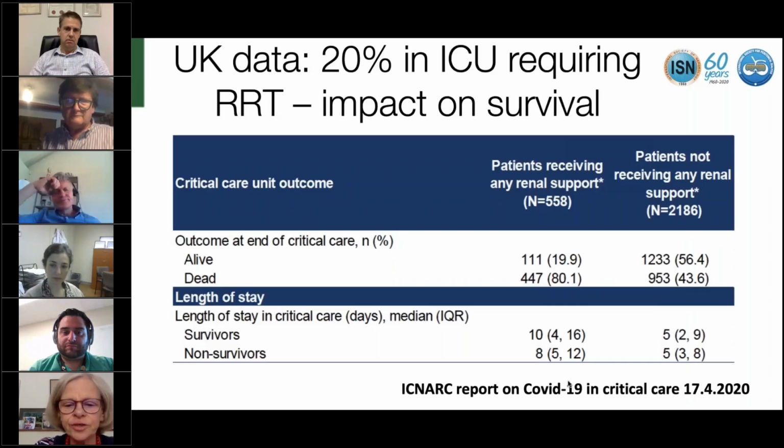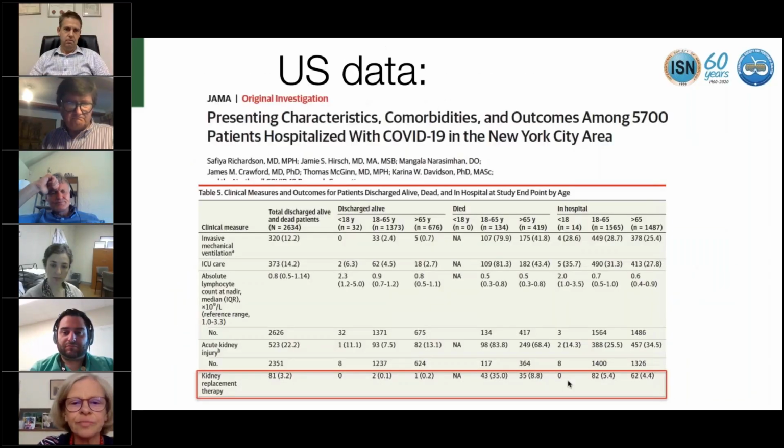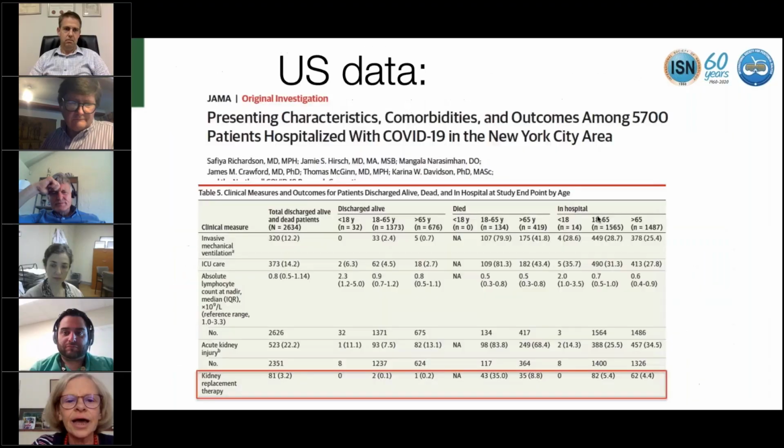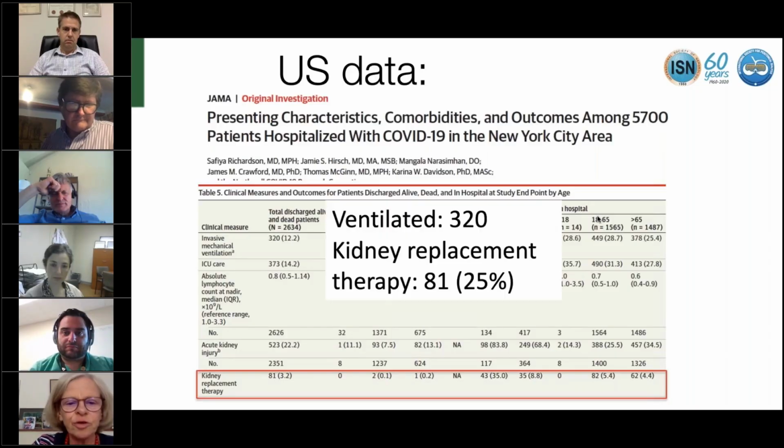In the UK, this is the report from the ICU group, which shows that about 20% of people in ITUs develop acute kidney injury requiring renal replacement therapy. And similar data from the US. This paper was published in JAMA from New York, which showed that 320 patients were ventilated and 25% of those required kidney replacement therapy.